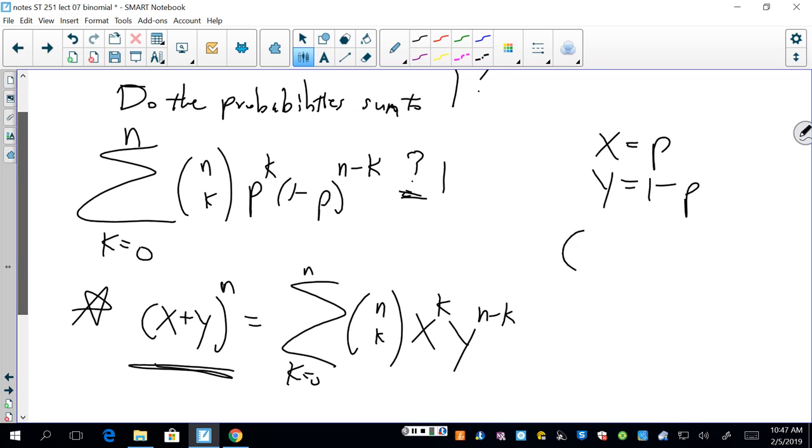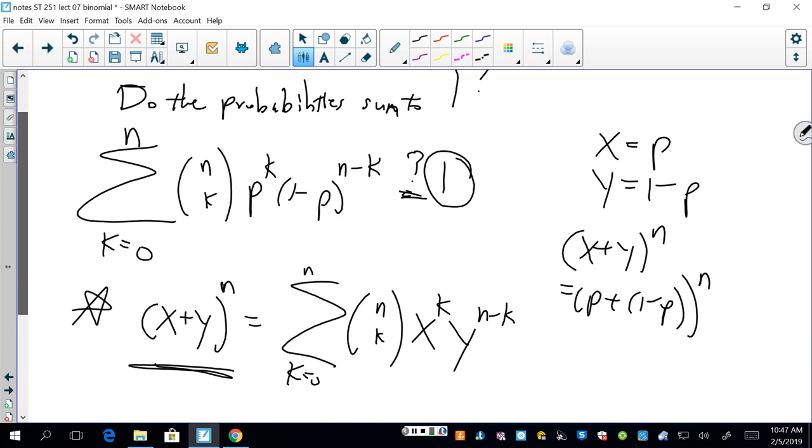that's going to match this one, right? Now we just need to see, is x plus y to the n with those choices equal to 1? So if we put in p plus 1 minus p to the n, that's just 1 to the n, because p and 1 minus p is 1, so just 1. So yeah, because this general formula works, in the special case where x and y are p and 1 minus p, two probabilities, then they do add up to 1.